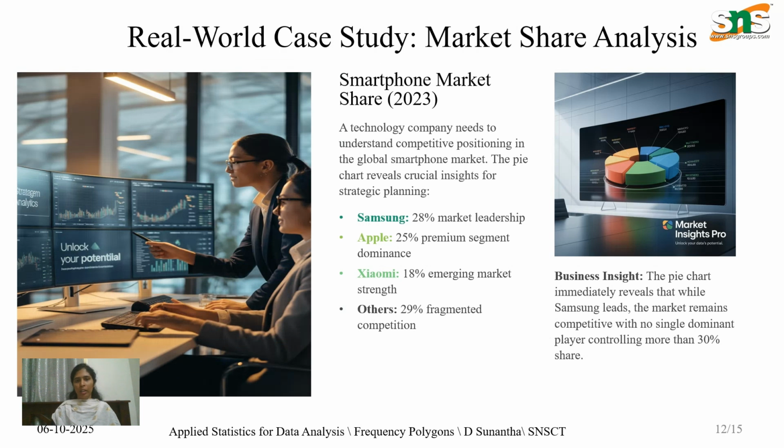Next, let us see one real life case study. Here a technology company needs to understand competitive positions in the global smartphone market. A pie chart reveals crucial insights for strategic planning. Samsung has 28% market leadership. Next, Apple has 25% premium segment dominance. Next, Xiaomi has 18% emerging market and the others are 29%. The business insight: the pie chart immediately reveals that while Samsung leads, the market remains competitive with no single dominant player controlling more than 30% share.